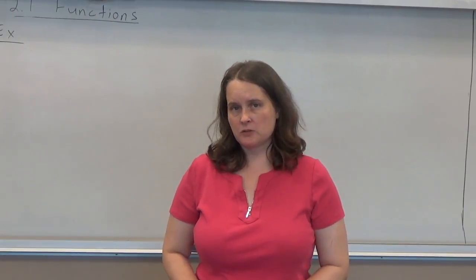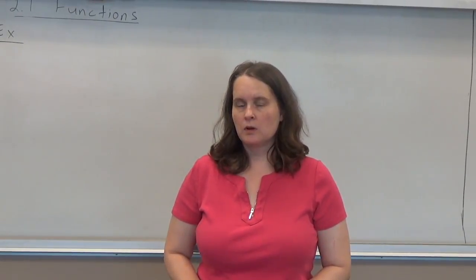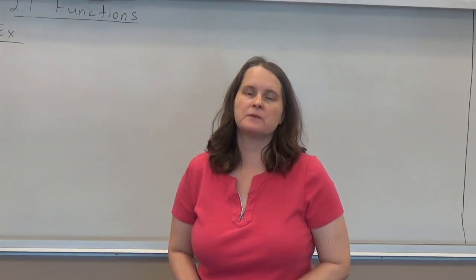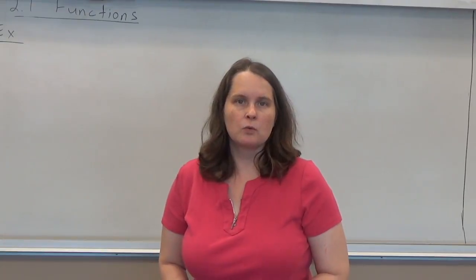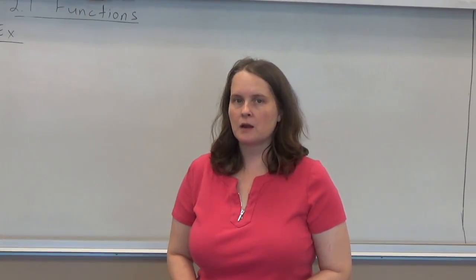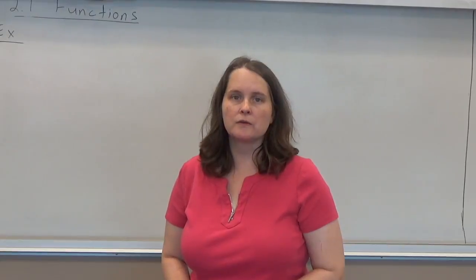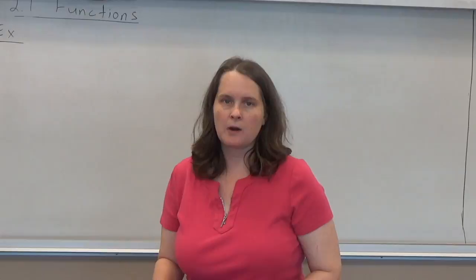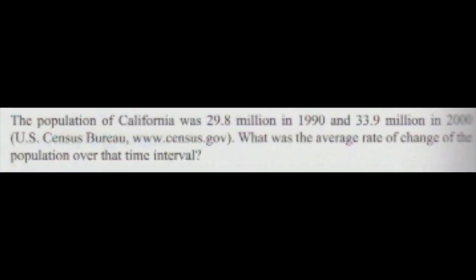As far as finding average rate of change, we're getting ready to look at an example. As we're reading through it, we want to be thinking about how we can take the information that we've been given and set up a set of ordered pairs. Once we have a set of ordered pairs, then we can find change in y over change in x like you would have when you were finding slope. So let's read the problem together. We've got the population of California was 29.8 million in 1990 and 33.9 million in 2000. What was the average rate of change of the population over that time interval?